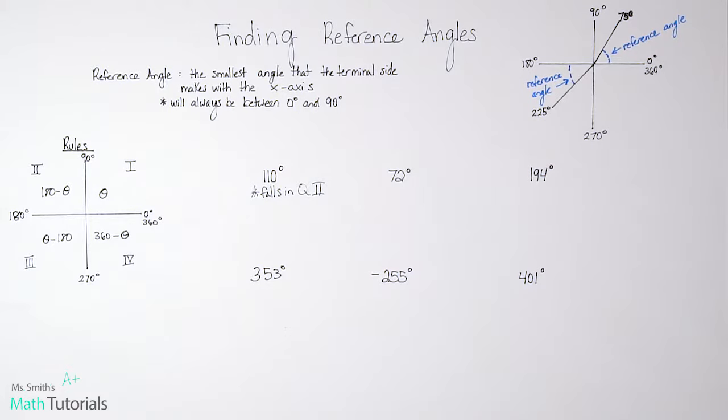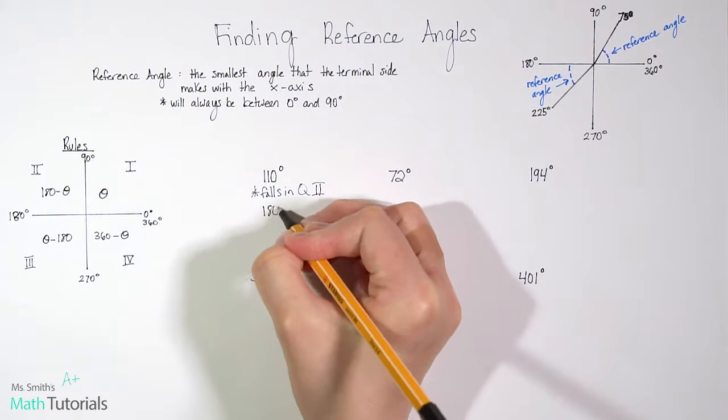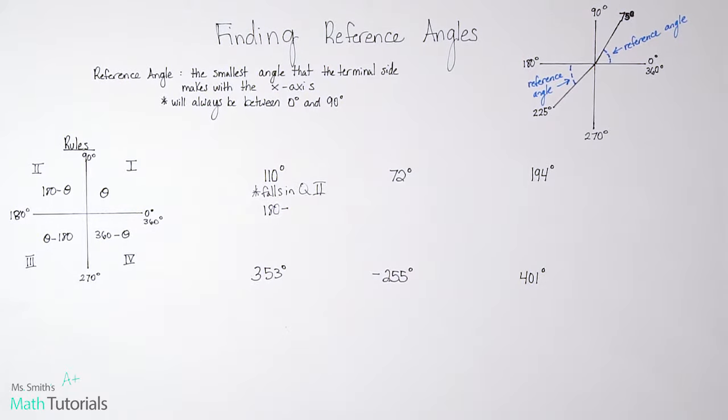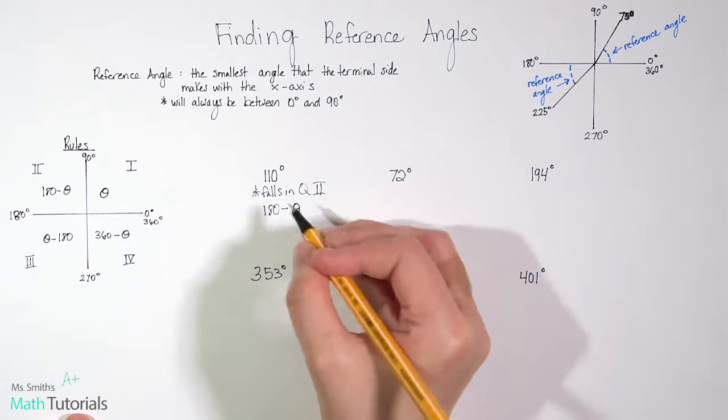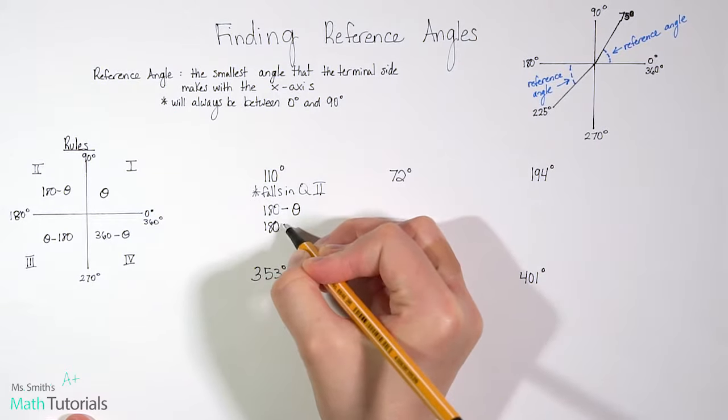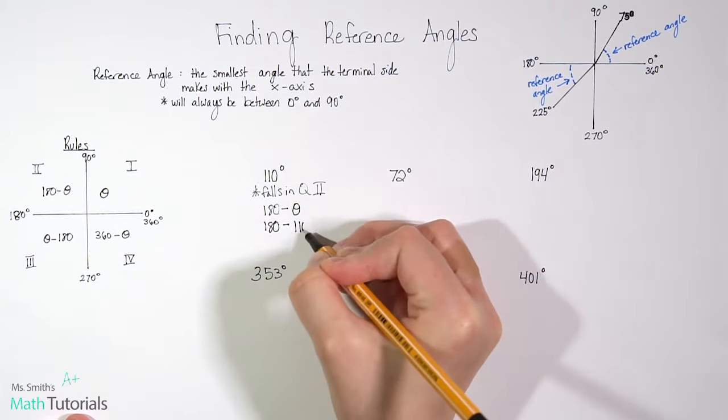So therefore, we're going to follow our rule for quadrant 2, which is 180 degrees minus theta, the angle. Let's actually plug in what the angle is. So it's 180 degrees minus 110.